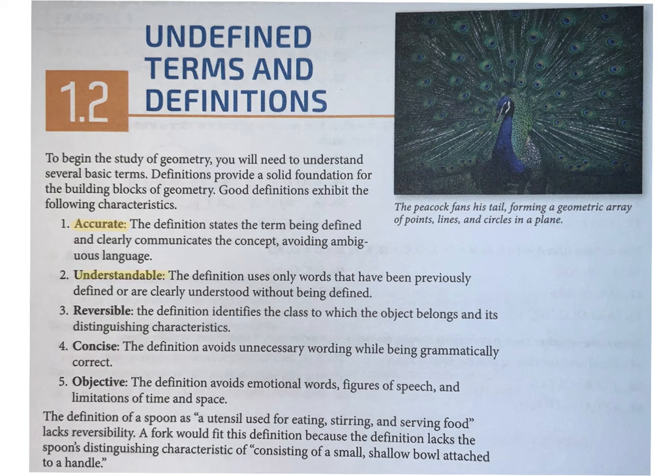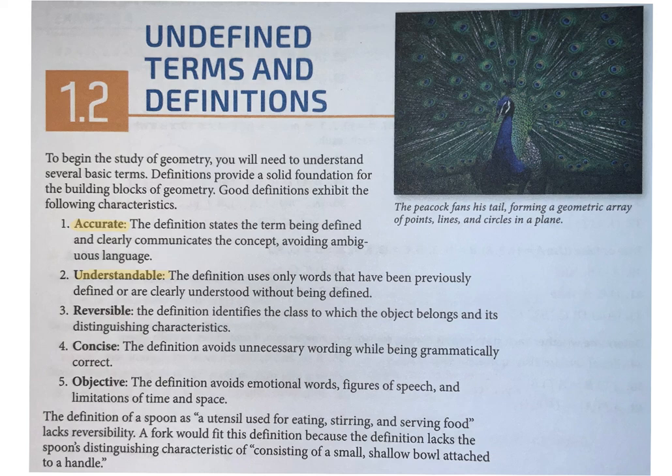Understandable. The definition usually uses only words that have been previously defined or are clearly understood without being defined. So in geometry, they're not going to give you a definition using a geometry term that they have not already defined for you. Now, what this means is these terms are building. So there are going to be terms that we use in this chapter that you're going to use all year, and they're not going to redefine them for you. They're going to assume you learned the definition in this chapter. All right, but they are understandable.